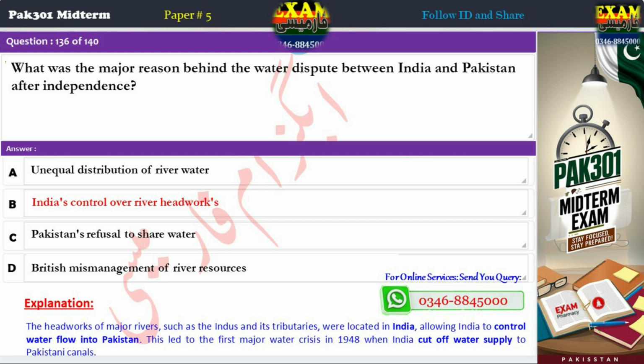Explanation: The headworks of major rivers, such as the Indus and its tributaries, were located in India, allowing India to control water flow into Pakistan. This led to the first major water crisis in 1948, when India cut off water supply to Pakistani canals.